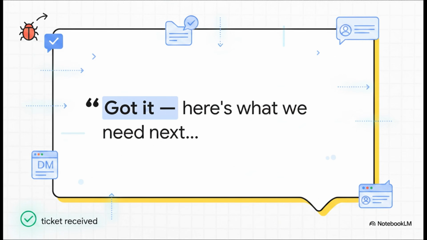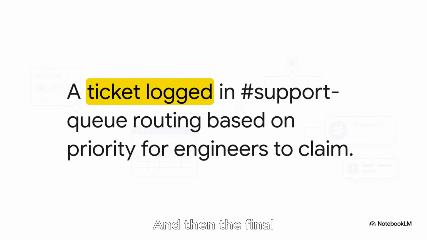the requester. Imagine submitting a high-priority bug and literally a second later receiving a direct message saying, "Got it, here's what we need next, and here is your reference number." This one simple automated step drastically reduces user anxiety, and honestly, it completely eliminates those super annoying, "Hey, did anyone see my ticket?" follow-up messages. And then, the final step perfectly illustrates the power of this whole setup.